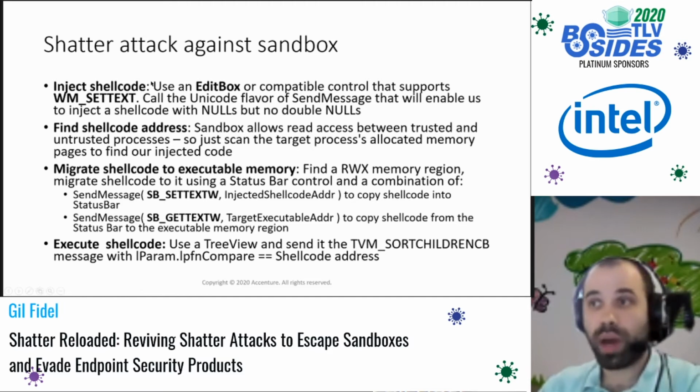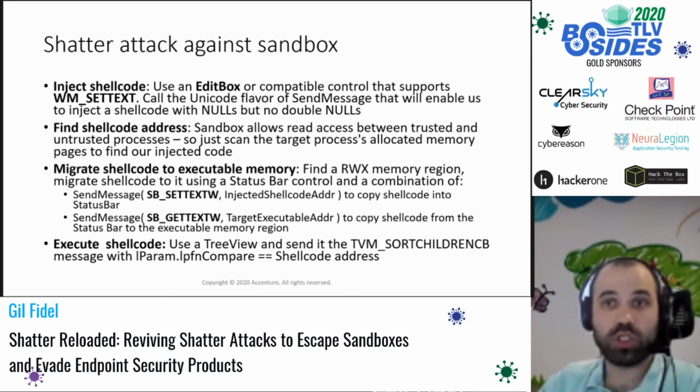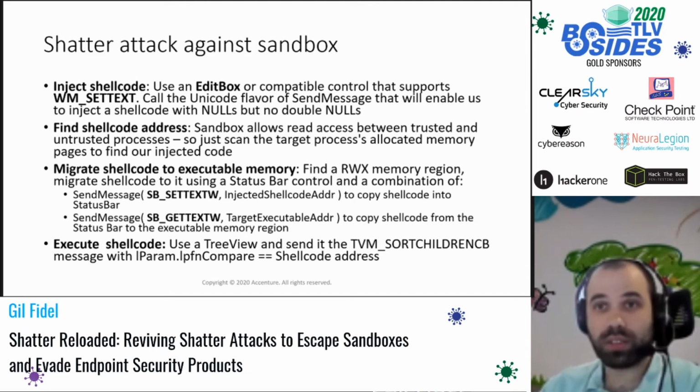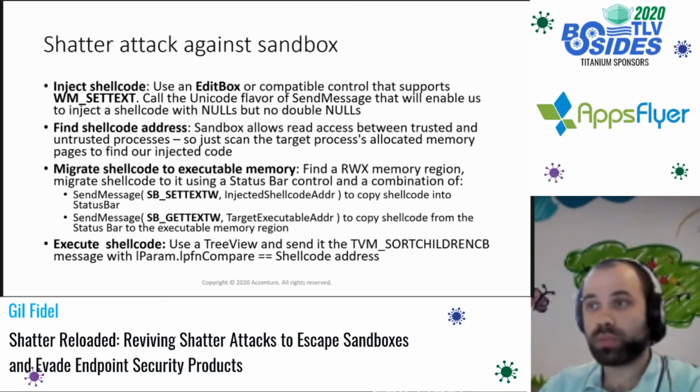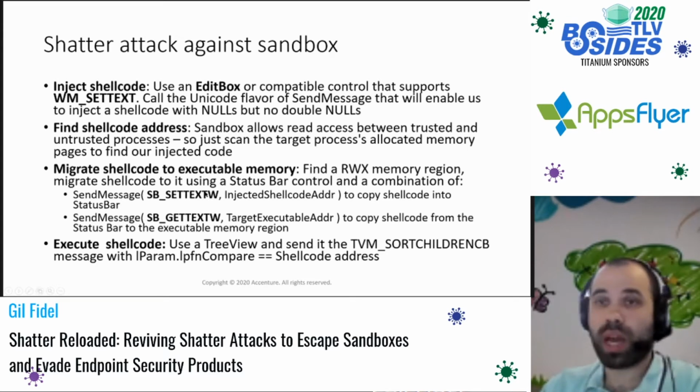Next, we needed to migrate the shellcode to some executable memory. So we used the same memory scanning technique to find a region of memory which is read, write, execute. We assumed it does exist in the target process. We'll talk about it in a moment. And once we found it, we used a status bar to actually migrate the shellcode.